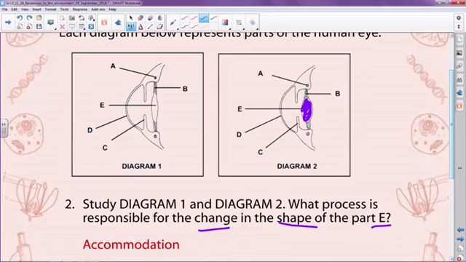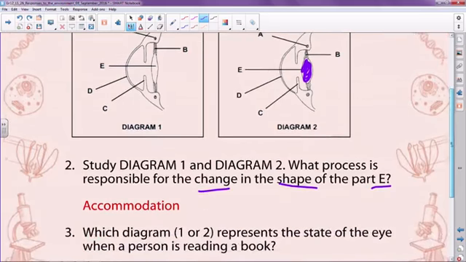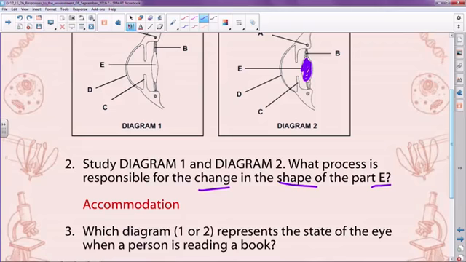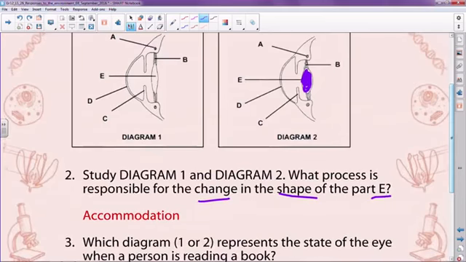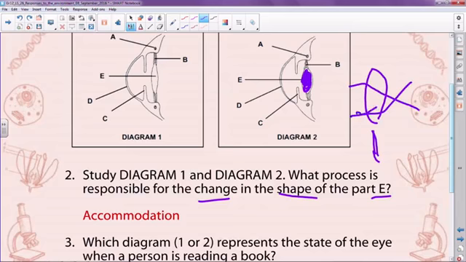Now the next question was, which diagram, 1 or 2, represents the state of your eye when a person is reading a book? Nice and thick, which means it is diagram 2. The thicker it is, the more it bends, because if I look at something that thick and something that thin, you've got more chance to bend. This should start bending sooner.